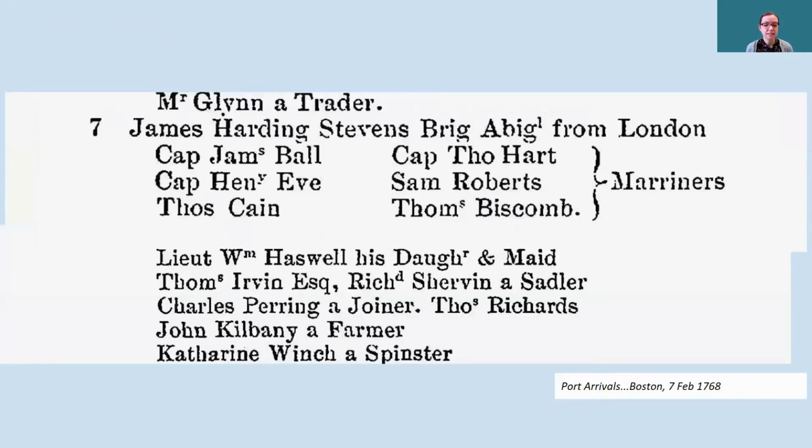Here's another list. This one is arrivals into Boston from February of 1768. And you can see that we have some mariners, and then we have some individuals. We have a Lieutenant William Haswell and his daughter and a maid, again, unnamed. We don't have ages, and we don't know, other than departing from London, where these folks came from beforehand. So again, you are not going to have a ton of information available both to match this to your ancestors or to connect them to their homeland before they came to the United States.